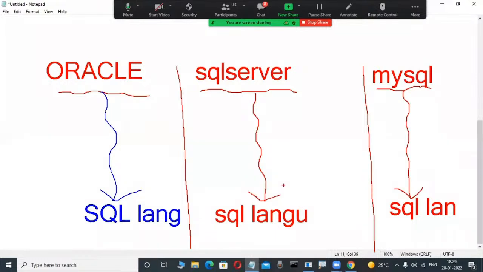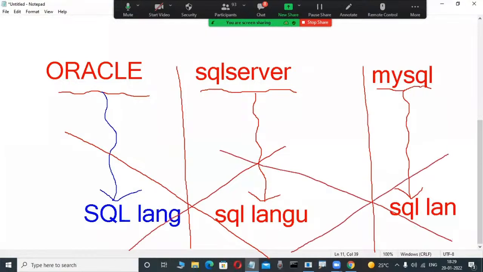Easy. Maybe some technical persons are there in our class, they're telling. Are these all SQL languages same or different? Very good. In our class, so many fellows are telling same. That is 100% wrong. These all SQL languages are different, not same.